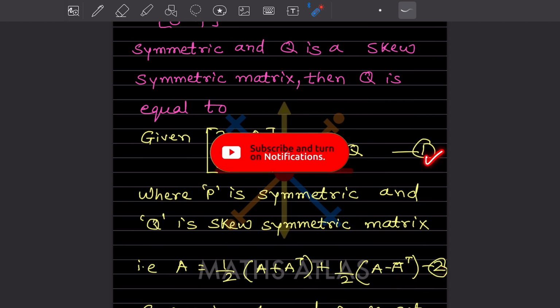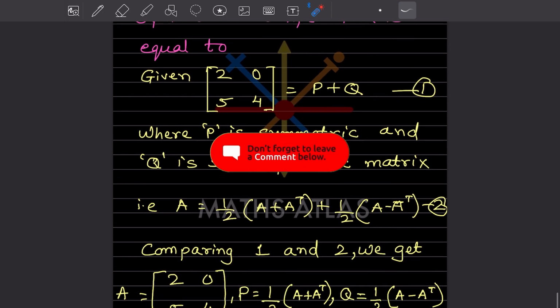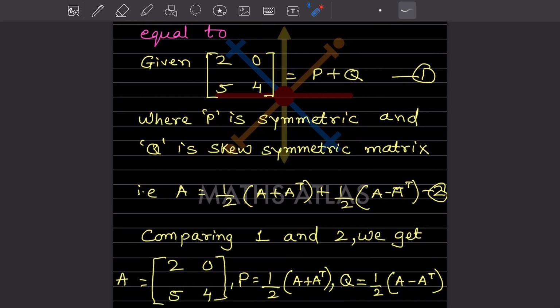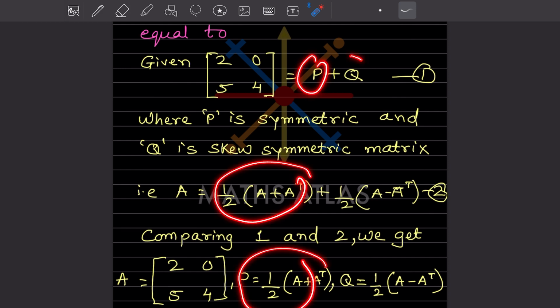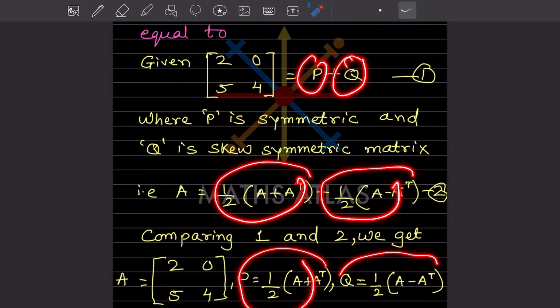So we are going to compare these two equations. So what will we get here? This is A. Can you see here and here? So now this is P. Then this will be Q.